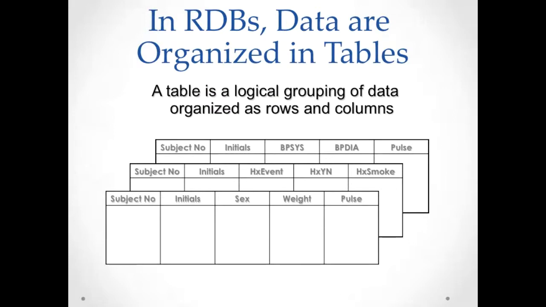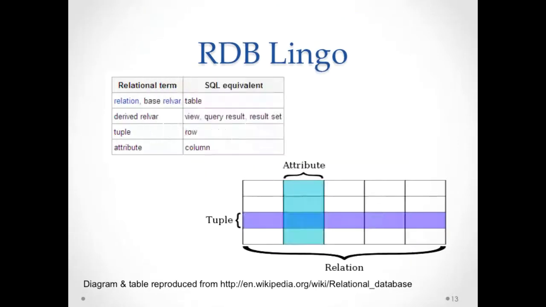But we might structure the data differently, right? If you look at the top table, we might have the subject number, the patient number, and the initials, and we may have the systolic and diastolic blood pressure and their heart rate, or the pulse, stored in that table. So when you create relational database tables, you decide what goes in that table and how that data is structured. Make sense? Okay. In the next two slides, we're going to go over some relational database language.